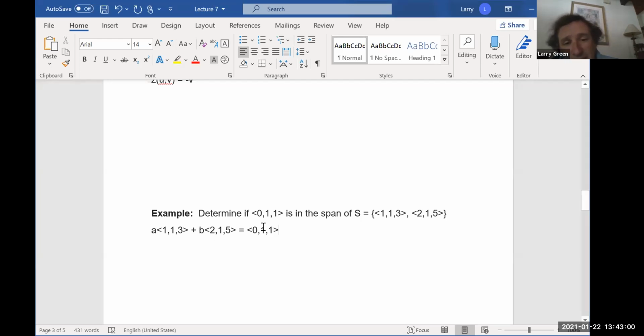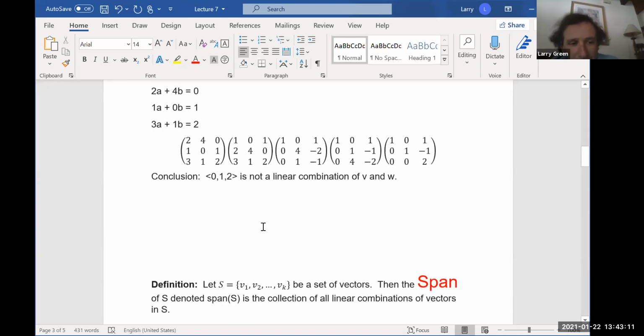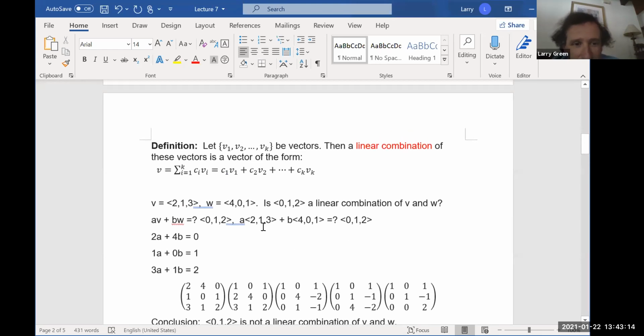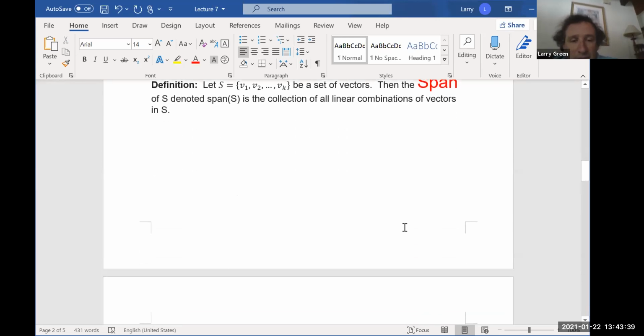Okay, now I'm not going to actually continue this problem, but I want to let you know that we basically did a problem just like this already, except the language was different. So if we go back up and we look where I said, is 0, 1, 2 a linear combination of V and W? That sentence right there is exactly the same as saying, is 0, 1, 2 in the span of the set containing V and W? So I did this to say, hey, it's the same thing. It's a different way of saying the same thing. Any questions on that idea?